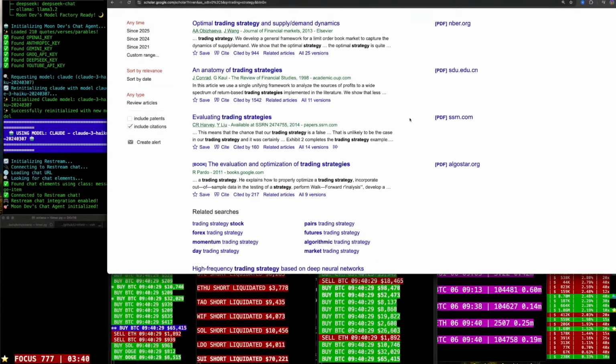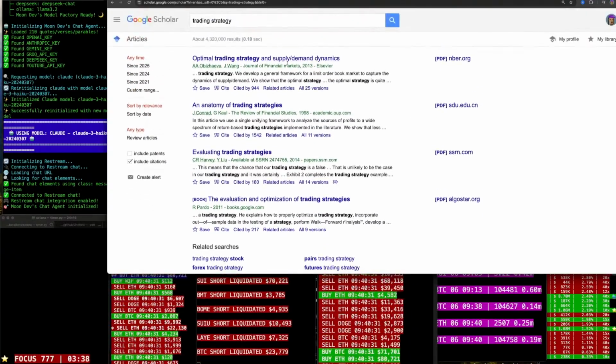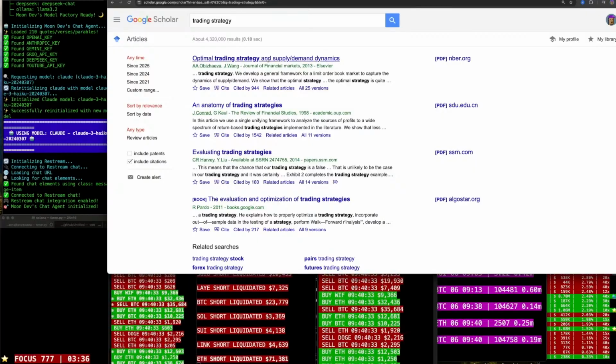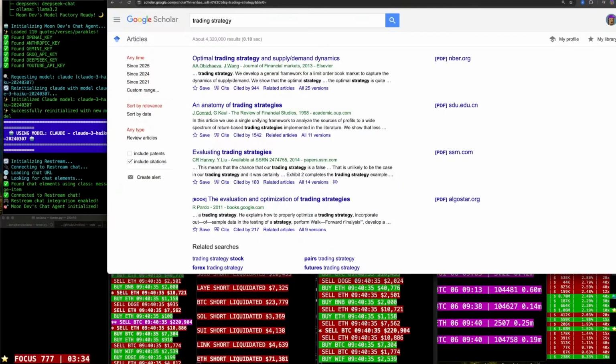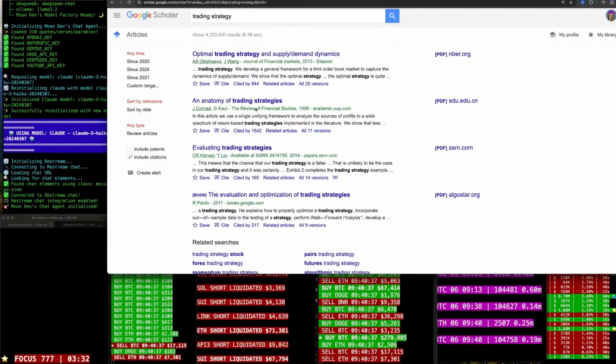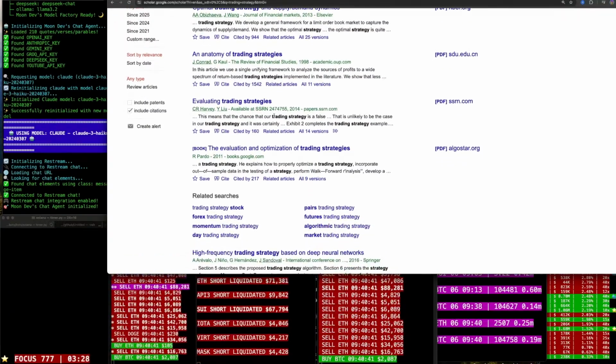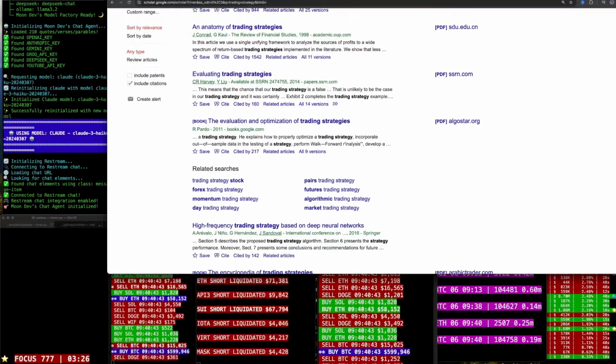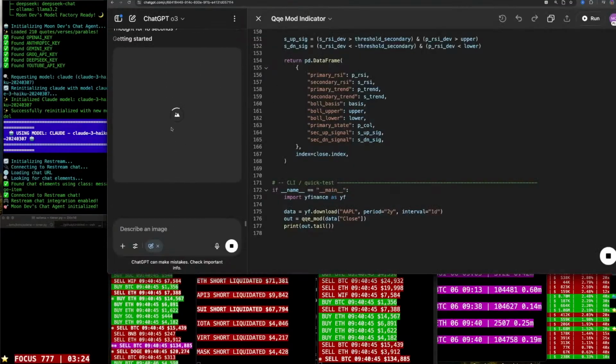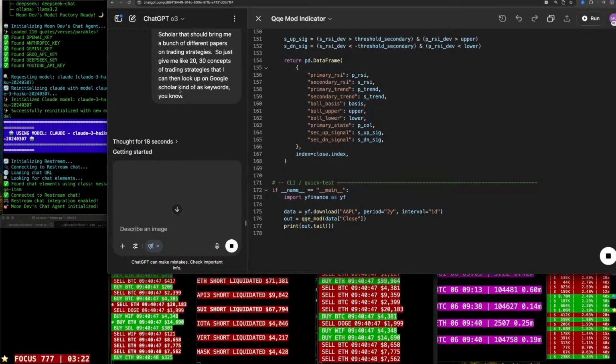And they have a ton of trading strategies, optimal trading strategies, supply and demand zones, or supply and demand dynamics. That's another strategy for you, supply and demand zones. An anatomy of trading strategies, evaluating trading strategies. So now you can go here and see, okay, now I have a list here.